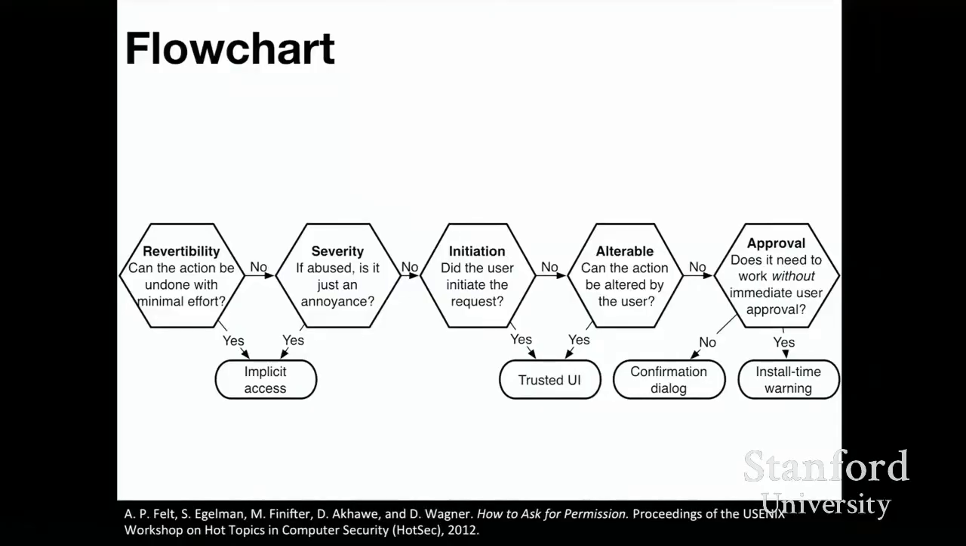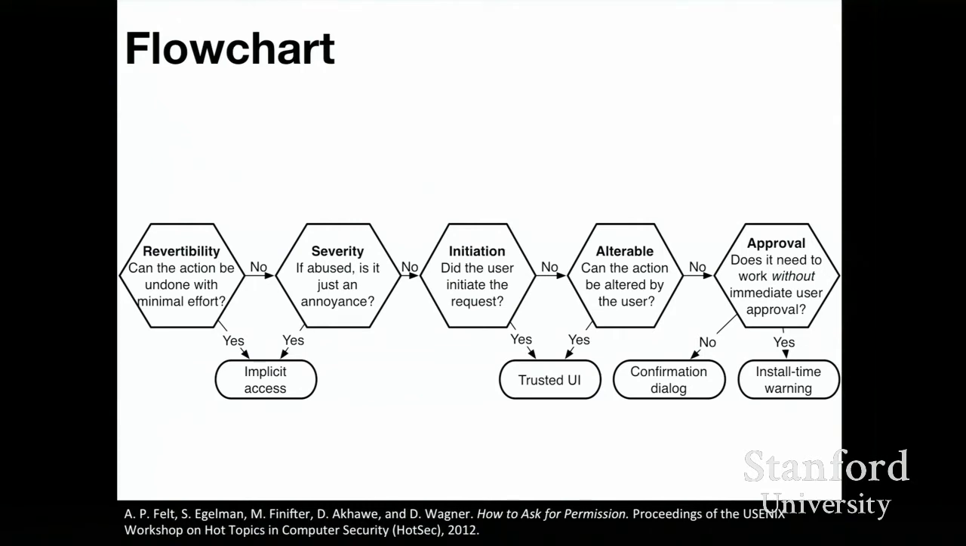Yeah. And so we reasoned about this, and we came up with this flowchart on how to make decisions about which permission granting mechanism to use based on risk and a few other things. The first step is this notion that we're calling revertibility. If a device makes a change, can the device be reverted to a previously known good state?